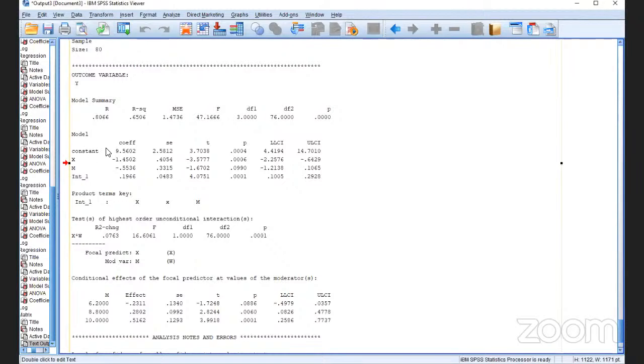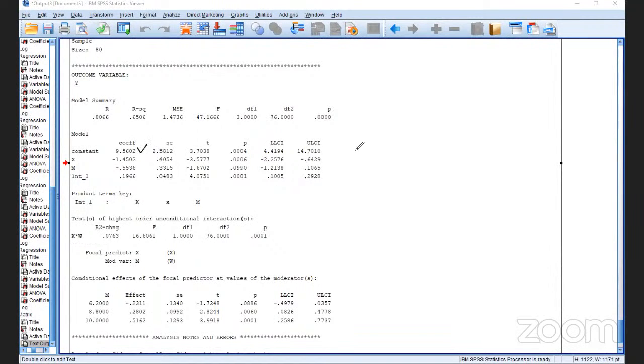Now in model 1, this is the coefficient value. This coefficient, 9.560, is the regression coefficient. It's the intercept, or B0. We can say it is B0.